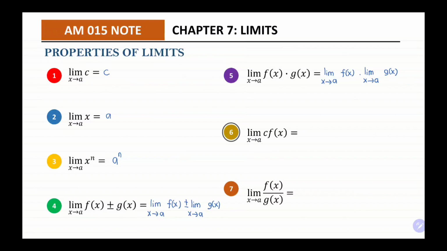Number 6, limit x approach a of c f(x), where c is a constant. We can take out the constant, so it becomes c times limit x approach a of f(x). Kita boleh letakkan constant tu di depan limit. Number 7, we have limit x approach a of f(x) divided by g(x). This one we can separate, limit x approach a of f(x) divided by limit x approach a of g(x). Okay, so plus, minus, times and divide we can separate.